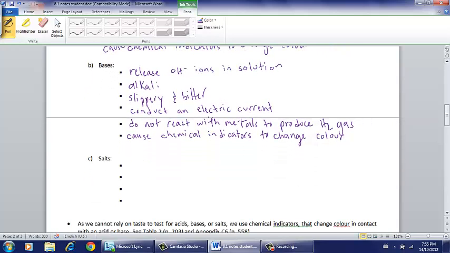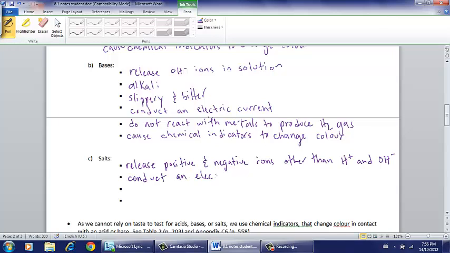Salts are the third category of ionic inorganic compounds, and they release positive and negative ions other than H plus and OH negative. So neither of those will be released when you're looking at salts. They do, though, conduct an electric current. They do not react with metals to produce hydrogen gas.